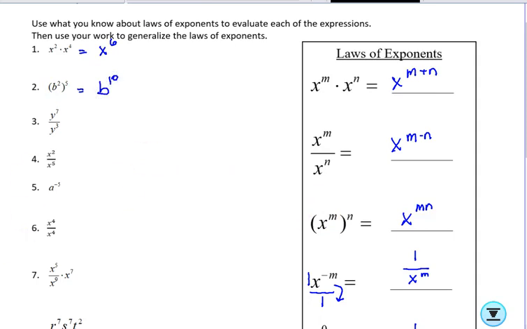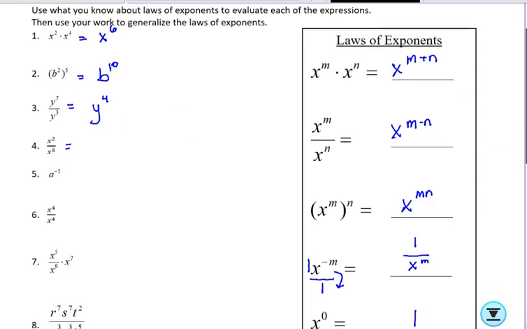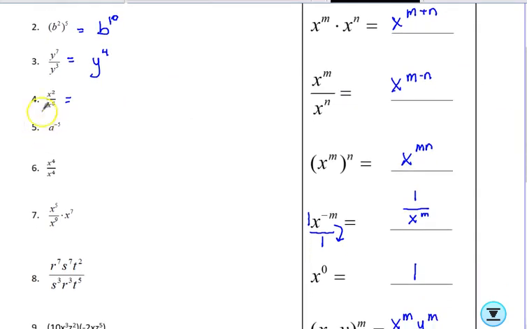Okay. Pause the video and try number 3. Since our bases are divided, we can subtract our exponents. Okay, try number 4. Pause the video, try 4. So when we subtract 2 and 5, I get x to the negative 3. So this negative exponent, we're going to go one more step. It's going to move my term to the other side of the fraction, make the exponent positive.